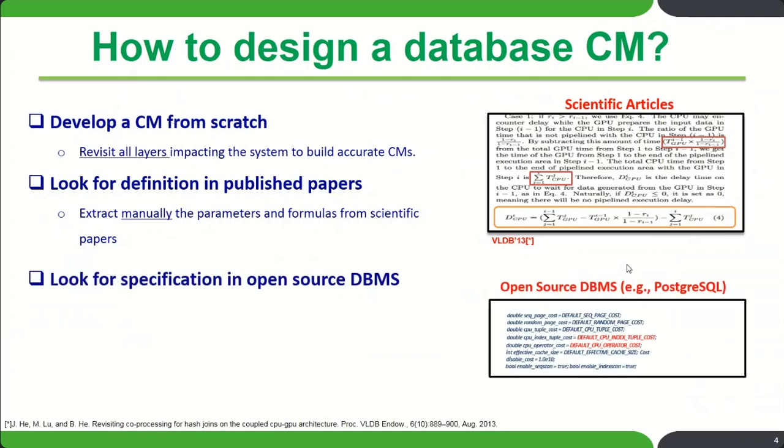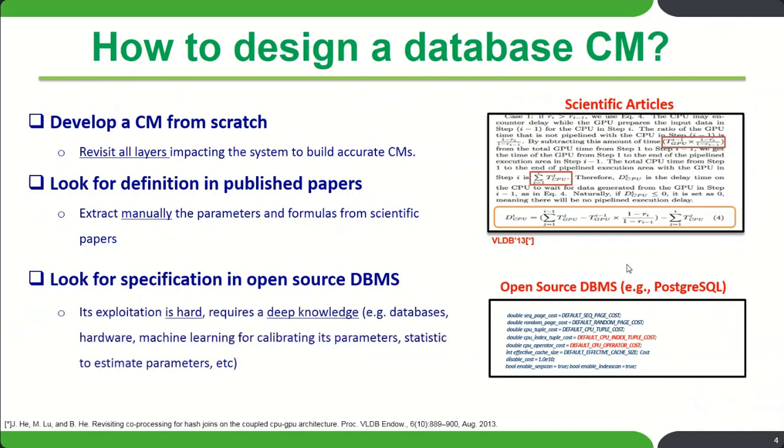In the third scenario, the developer can try to look at an existing database cost model in an open source database management system, for example, Postgres. The direct utilization of a cost model from an open source DBMS is hard. It requires deep knowledge about database hardware, machine learning for calibrating its parameters, and statistics to estimate its parameters.